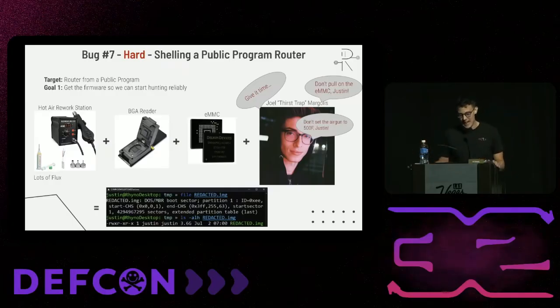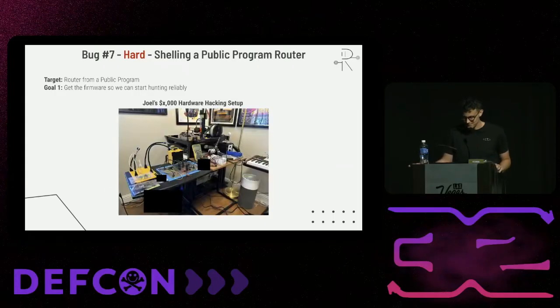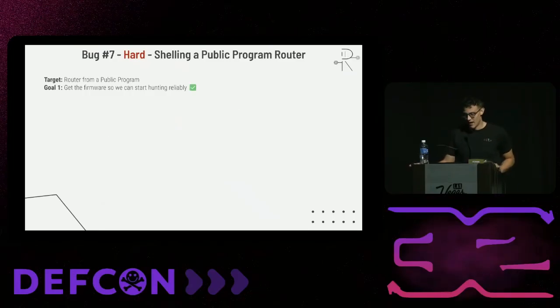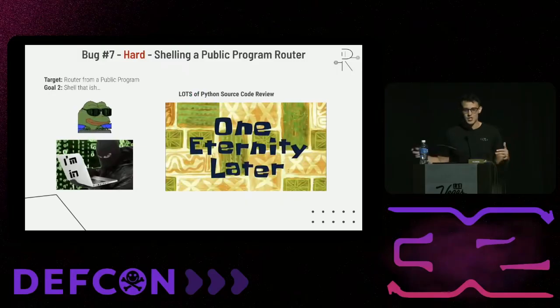And then finally, after bricking 3 of them, we were actually able to get a clean read of the EMMC chip in our BGA reader and pull off the firmware for that device. Here's Joel's super awesome hardware hacking setup, by the way, which I'm jealous of. Yeah, bricked 3 of them. Not a great feeling, but the company paid for it, so that was great. So now we've got the firmware so we can start hunting reliably, and it's time to shell that.